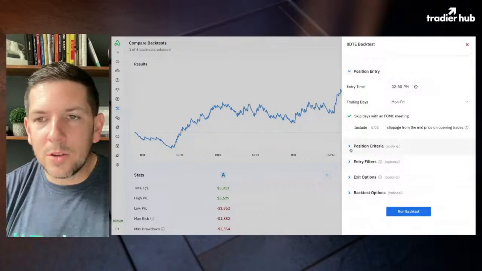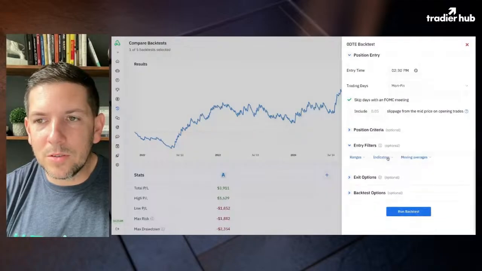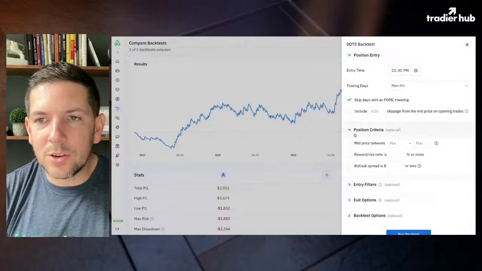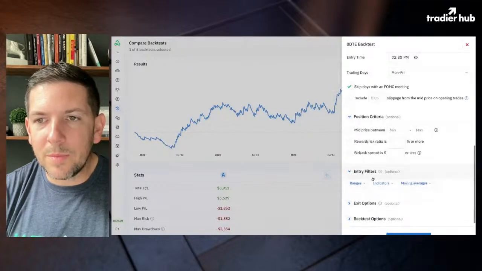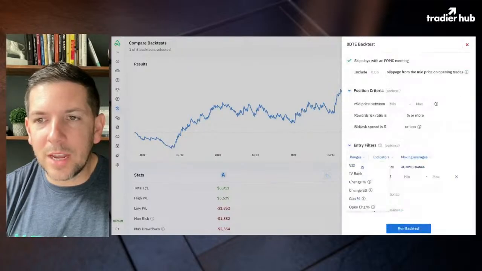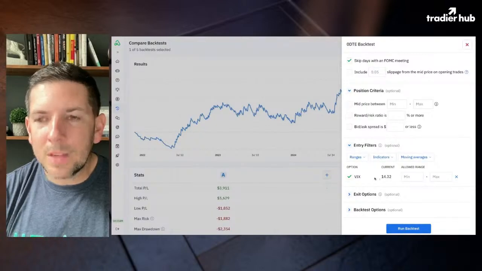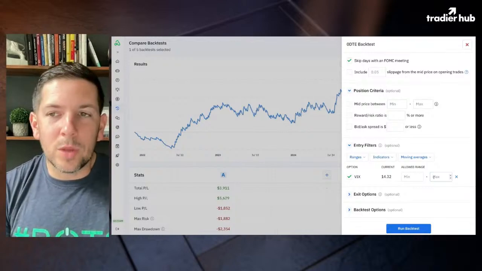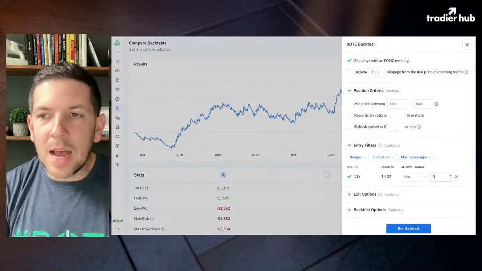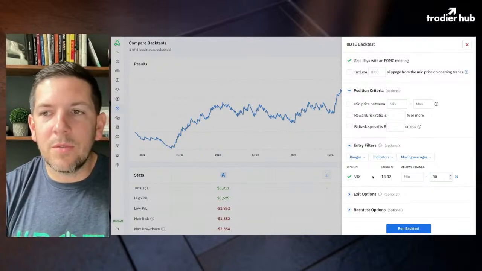This time, what we're going to do is add some entry filters. Let's add some position criteria here and some entry filters. So let's do a VIX range filter. That's going to be the first one that we're going to allow. This right now shows us the current level of the VIX, but let's just test. I don't know what this will do, but let's test not entering positions when VIX is above 30.